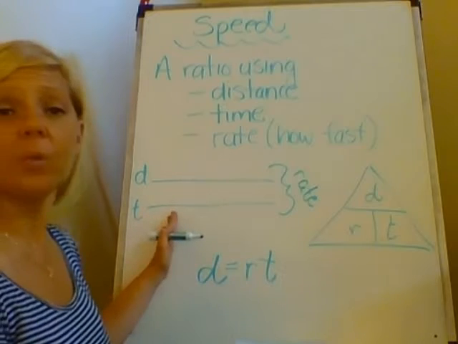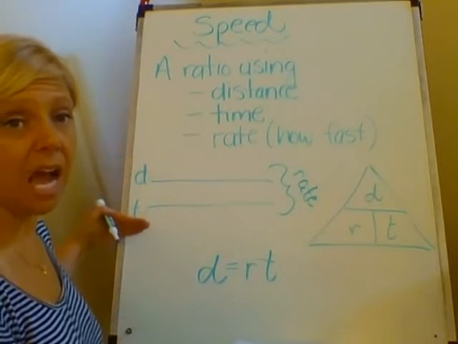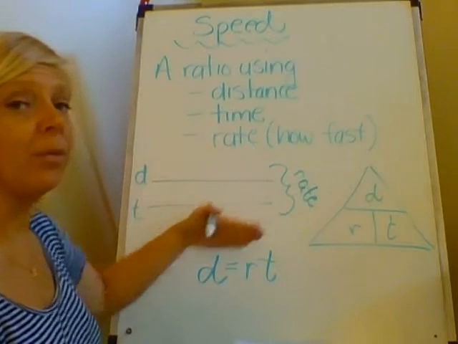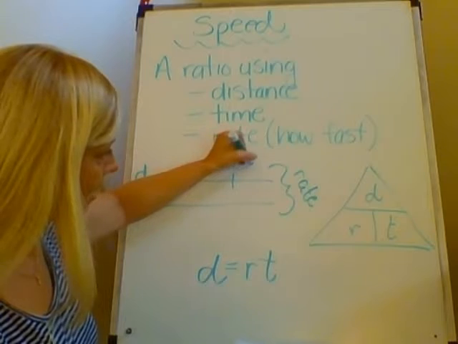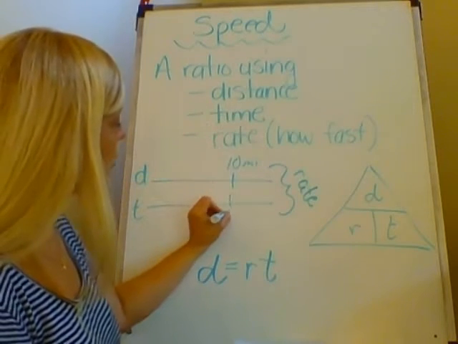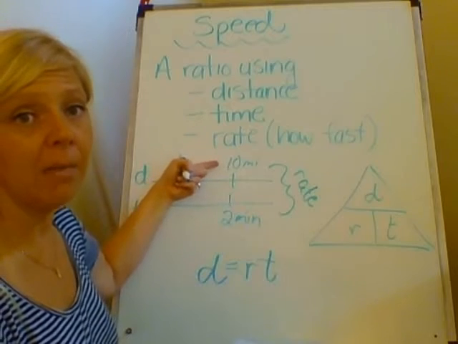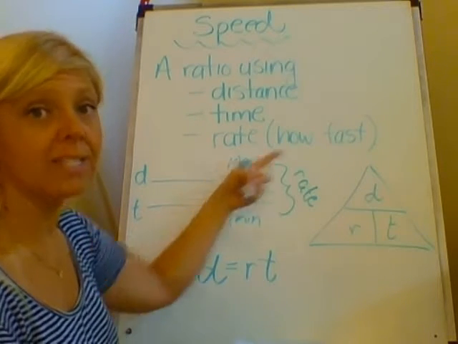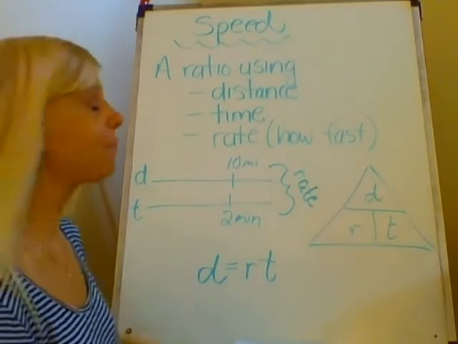So the first way is we can use a double number line where we use distance and time, and together they make rate. So if I travel, let's say 10 miles in 2 minutes, I know my rate is 10 miles for 2 minutes. That's my rate. Then I can find my unit rate from there as well.